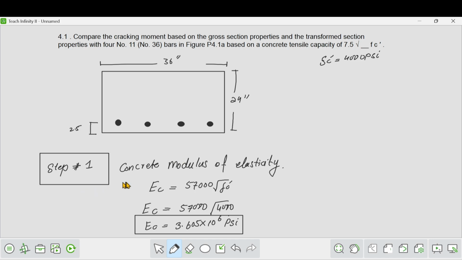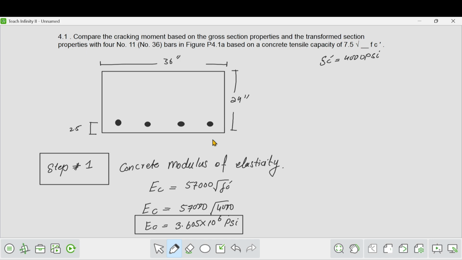So in step 1, we will determine the cracking moment based on the gross cross-section property. Then calculate the area of steel reinforcement and the inertia of the transformed section. After that, determine the cracking moment based on the transformed section property and compare both results, gross section property and transformed section property. In the last step, we will compare both.